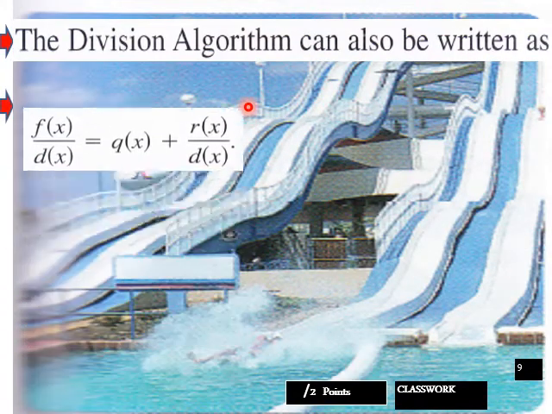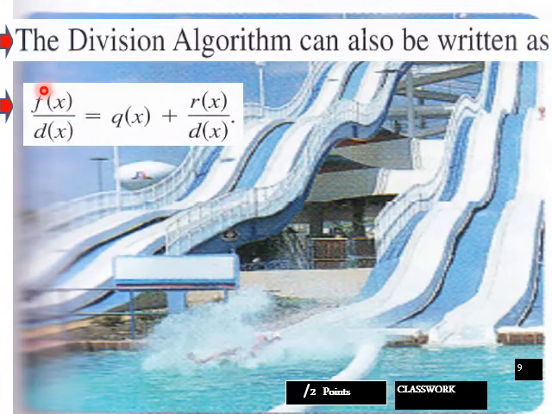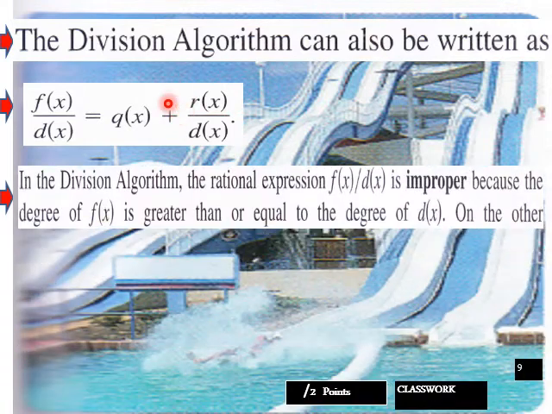So the division algorithm can also be written as f(x) over d(x) equals q(x) plus r(x) over d(x). So whatever remainder is left from this situation here gets tacked on over here. If it's 0, then it's redundant. But if it's not 0, then the way that you would write your quotient would be like this.